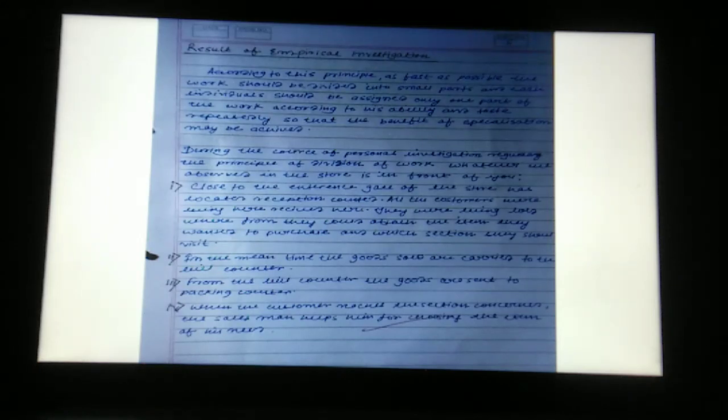Now here you have to see whether the division of work is being followed or not. How many respondents are saying that this division of work is being followed in this organization, and on that basis you have to make a proper survey and proper findings related to the results of empirical investigation. In this way you have to make the result of empirical investigation of the 14 principles of management.